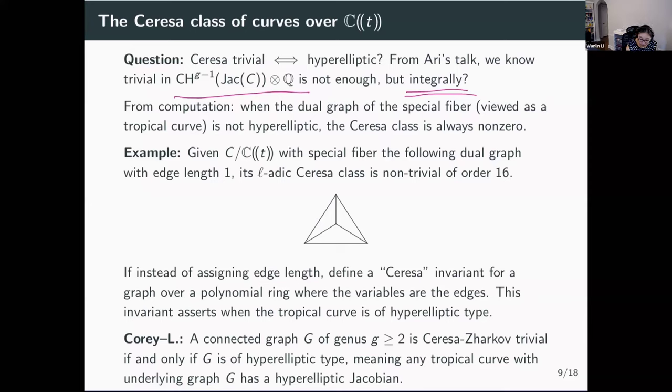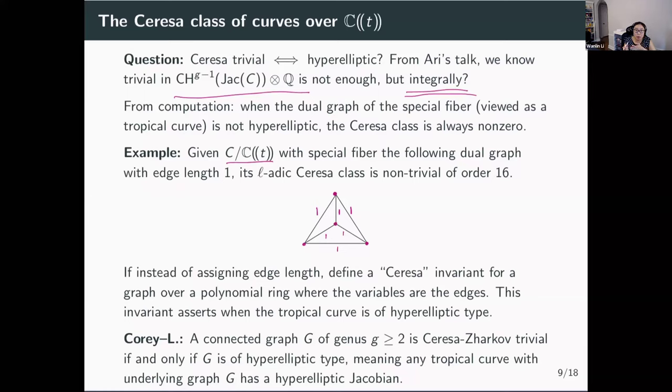And here's why. In the case of C over C((T)), we calculated a lot of l-adic Ceresa classes. And we realized that when the dual graph of a special fiber, which you can view as a tropical curve, is not a hyperelliptic tropical curve, the Ceresa class is always non-zero. So it's always torsion, but it's always non-trivially torsion. It always has a non-trivial order. As an example, the dual graph I gave you, the complete graph with four vertices, if I give edge length one to every edge, is a non-hyperelliptic tropical curve. Well, so what is a hyperelliptic tropical curve?